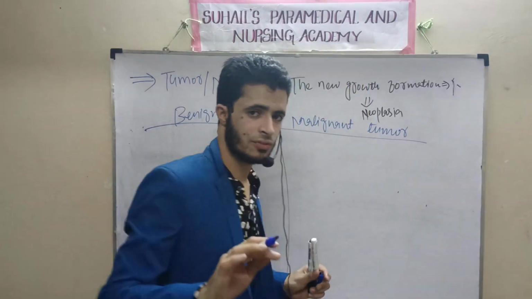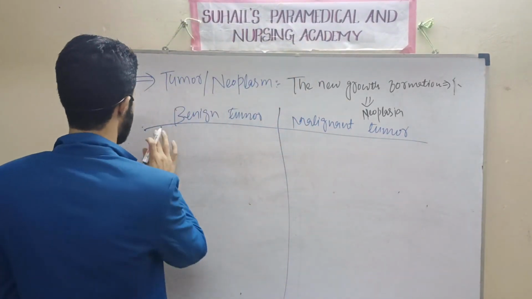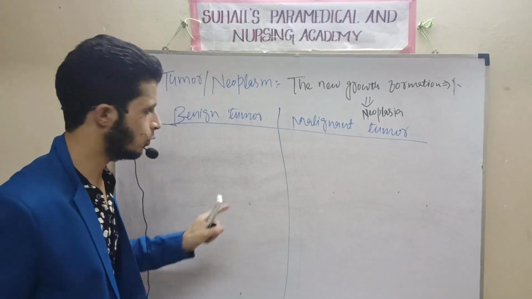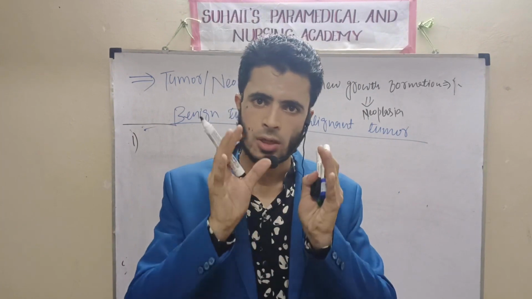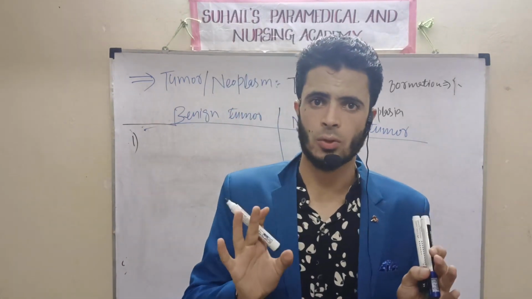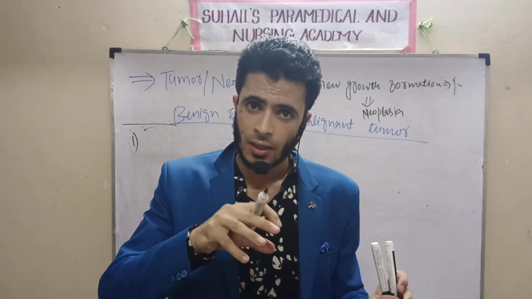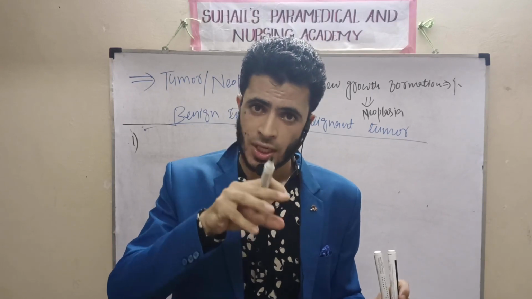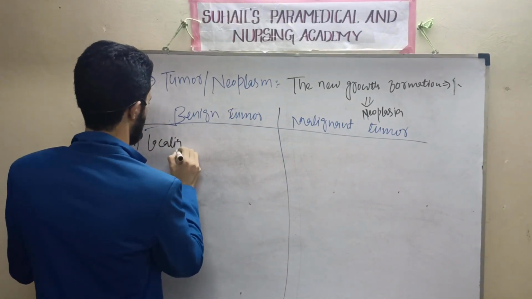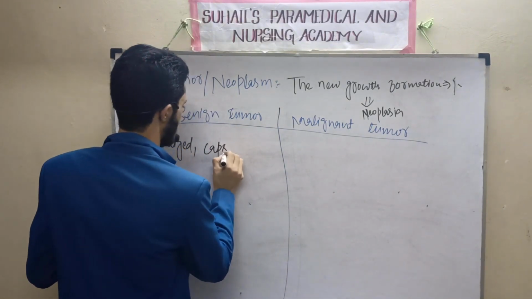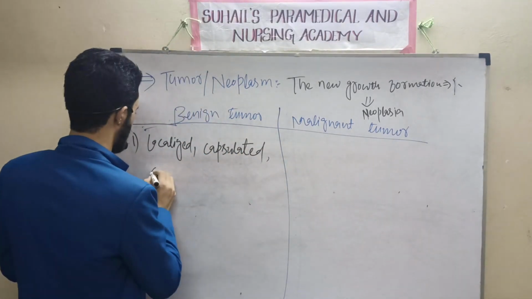I am trying to make this topic concise and easy, otherwise in the books there is a lot of content. What is actually a benign tumor? Remember, a benign tumor is also a tumor, also an abnormal growth. What is the difference? The benign tumor is a localized, differentiated, capsulated abnormal growth.